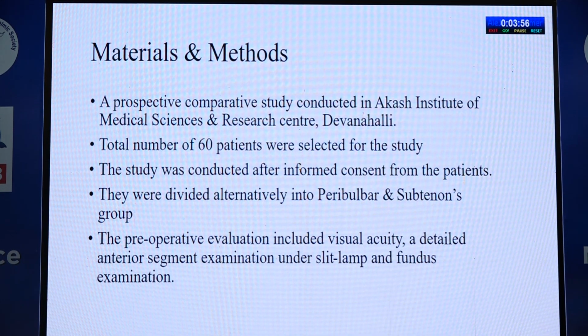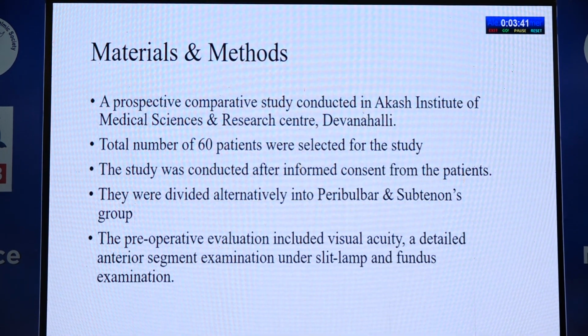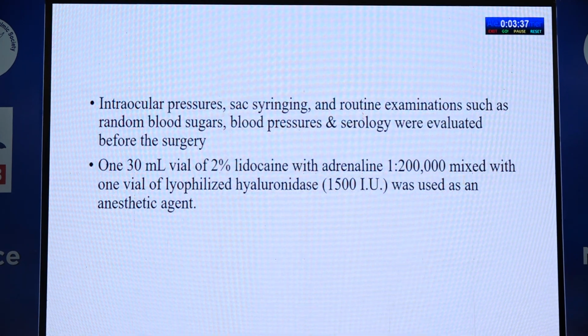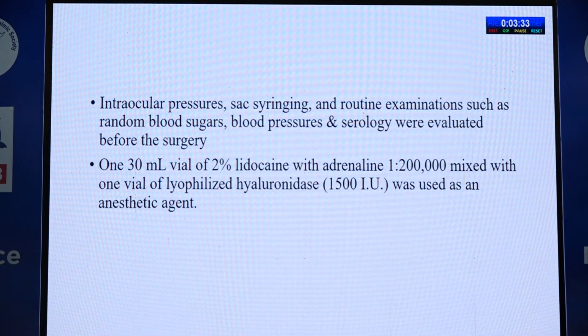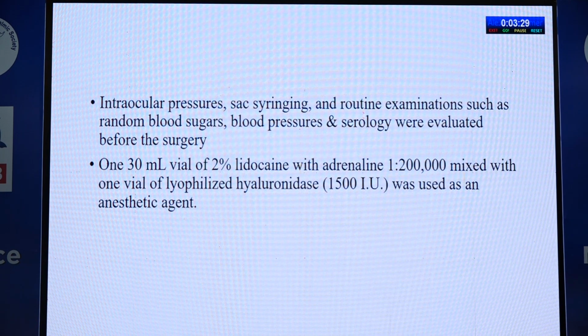A total of 60 patients were selected for the study. The study was conducted after taking informed consent, and the patients were divided alternately into peribulbar and sub-Tenon's groups. The pre-operative evaluation included visual acuity, a detailed anterior segment examination under slit lamp and fundus examination as well. Intraocular pressure, sac syringing, and routine examinations like RBS, blood pressure, serology, everything was done. A 30 ml vial of 2% lidocaine with adrenaline 1:2 lakh, mixed with Hylase 1500 international units, was used as the anesthetic agent.